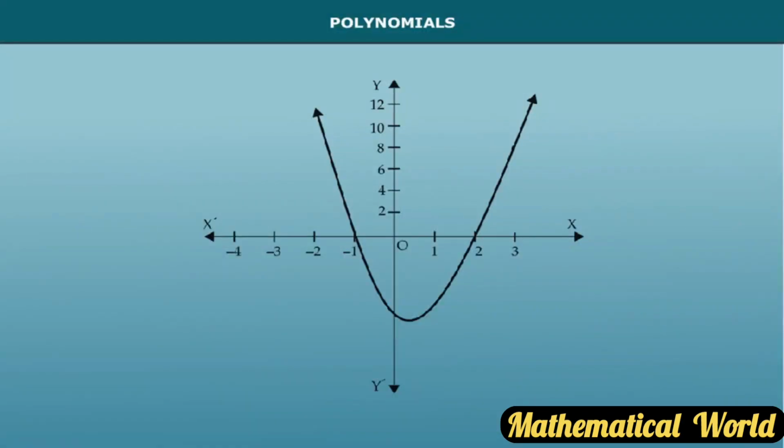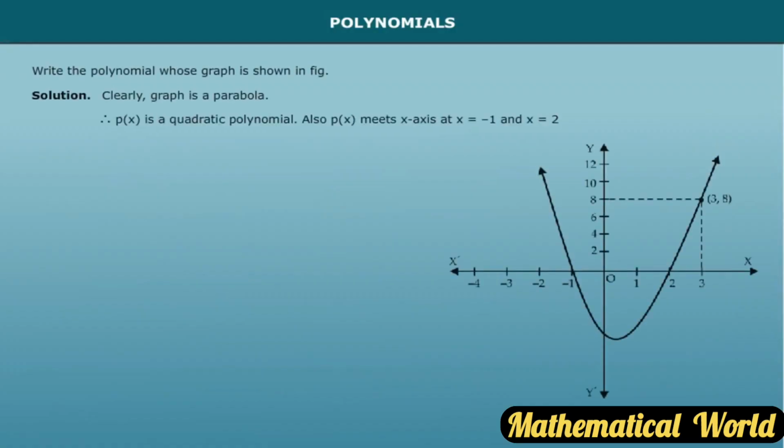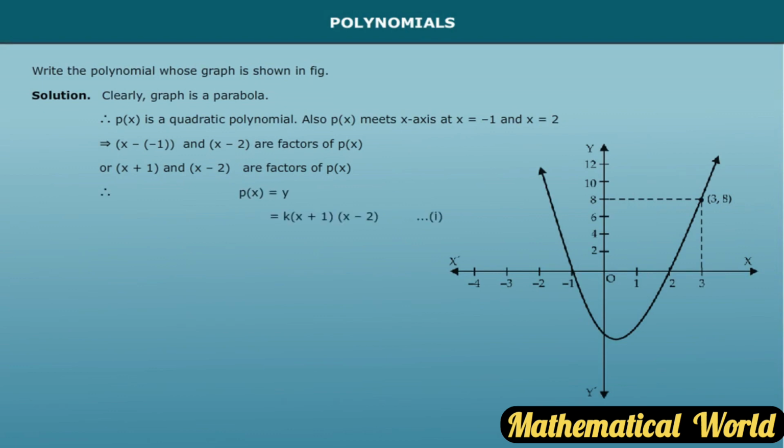Graph reading. We are dealing with this graphical curve. We want to know the polynomial that represents this curve. Let us denote the function for this curve by p(x). Notice that the curve intersects the x-axis at the points x equal to minus 1 and x equal to 2. That means x plus 1 and x minus 2 are factors of the polynomial p(x). So the polynomial p(x), or say y, must be of the form k times (x plus 1) times (x minus 2), where k is some constant.